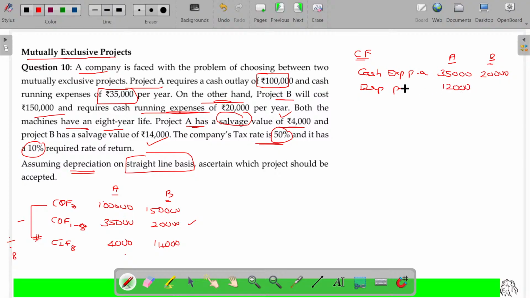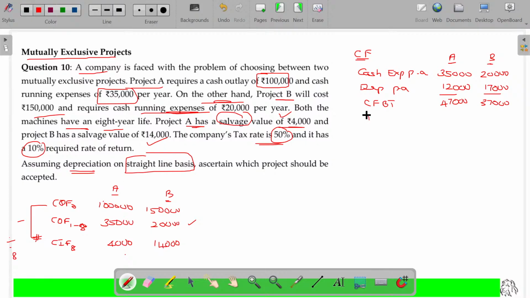For B, 1 lakh 50 minus 14,000 is 1 lakh 36, divided by 8. What is the value? 17,000. Then the ultimate expenses are 47,000 for A and 37,000 for B. This is the cash flow before tax, negative.